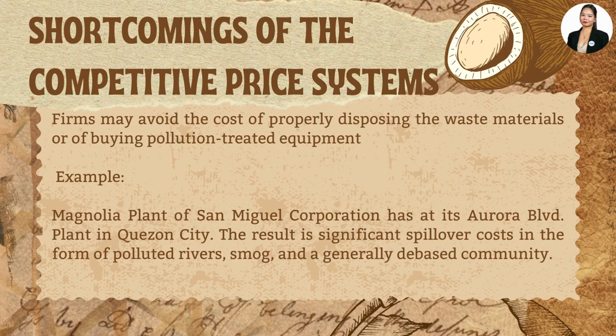Firms may avoid the cost of properly disposing of waste materials or of buying pollution-treatment equipment. Example: the Magnolia plant of San Miguel Corporation on Aurora Boulevard in Quezon City. The result is significant spillover costs in the form of polluted rivers, smog, and a generally debased community.